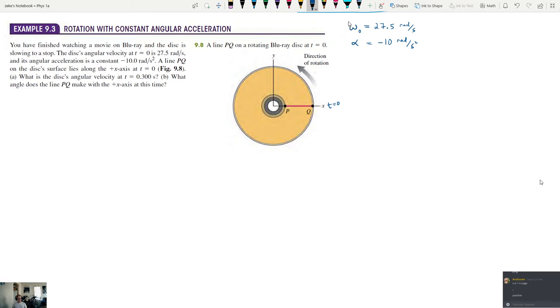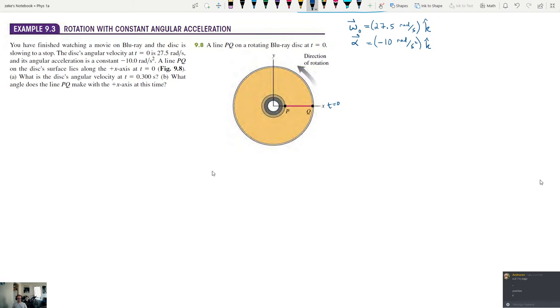If I wanted to write this as a vector, I could write this times which of the unit vectors would I write over here? I, j, or k? Yeah, k hat, right? And of course, we can do the same thing with our angular acceleration vector. This is negative 10 k hat, right? Okay. We're not going to need that for this problem.